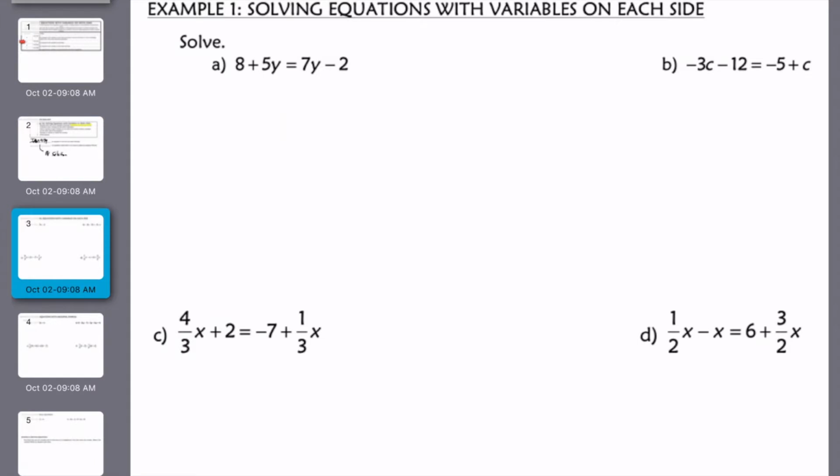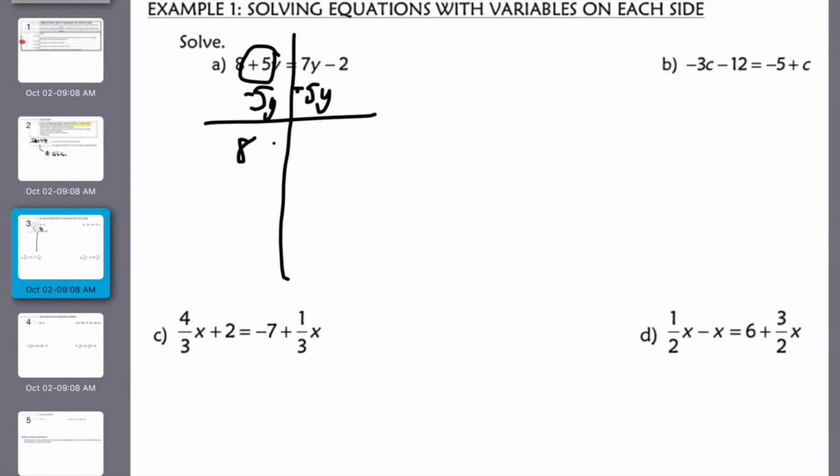So let's go through A and C, because I know that we're going to want one with a fraction solved with us. So I have A, 8 plus 5y equals 7y minus 2. I look to see, is there anything that can be done automatically on either side? Like, can I distribute or can I combine like terms? There are no like terms, so I'm going to draw my line to separate things. And then I'm going to try to start moving my variables to be on the same side. So I'm going to try to eliminate this plus 5y, which means I need to do minus 5y on both sides.